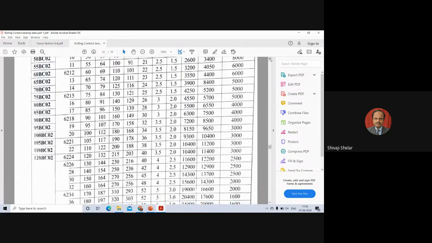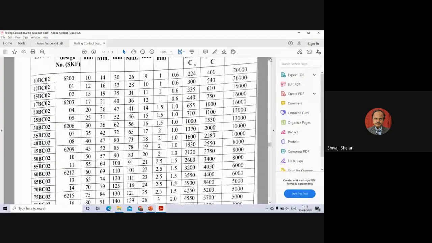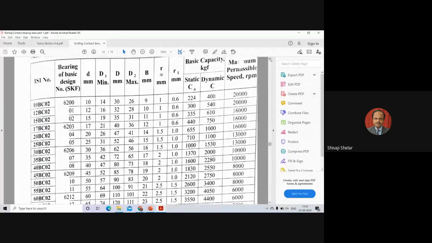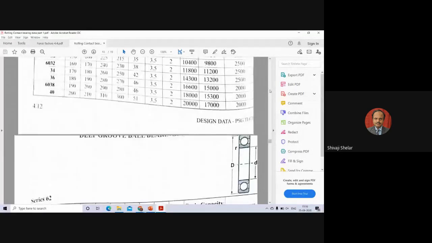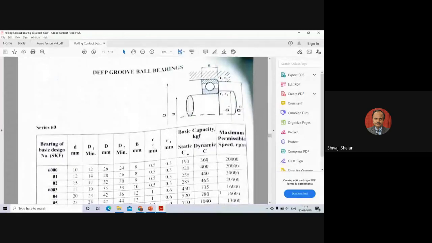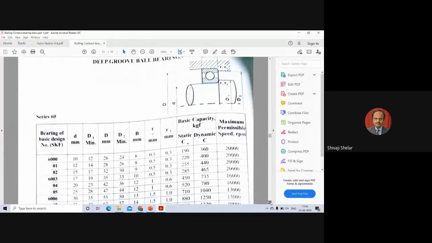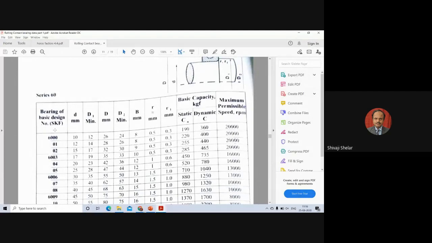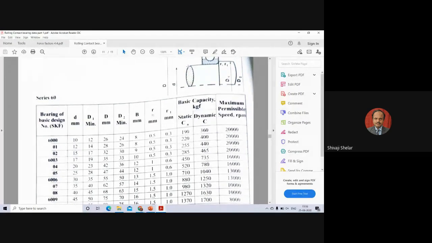To select a particular bearing, there are the SKF bearings. This is the 62 series. Let's go to the 60 series. Yes, 60 series. There is the designation of the SKF bearing: 6000, 6001. Out of that, which one do we have to select here? Your diameter here, you can see, this is the diameter of the shaft, small d. The small d diameter given in the problem is 60 mm.